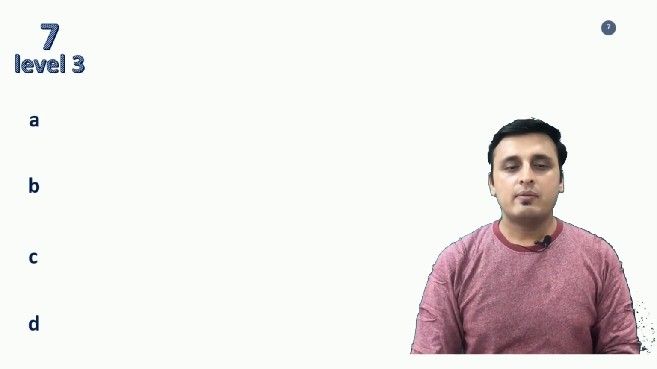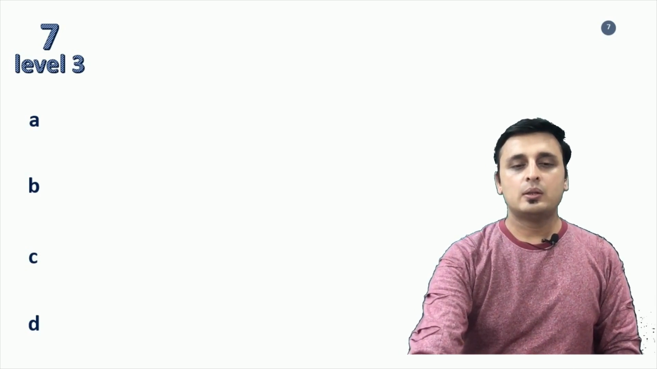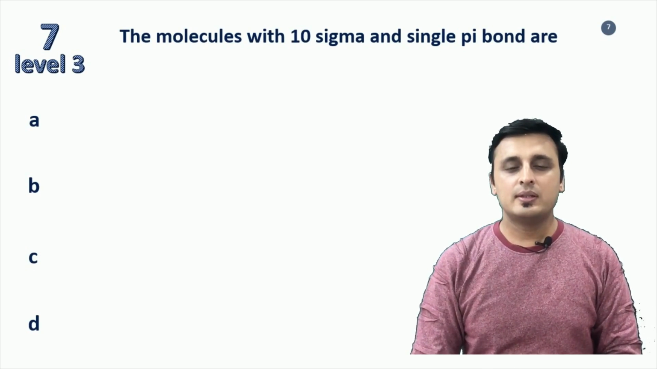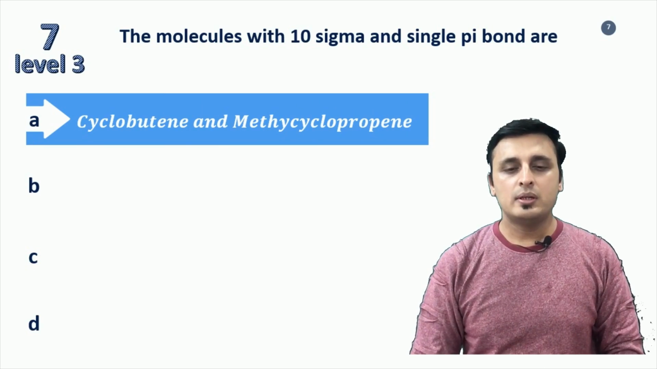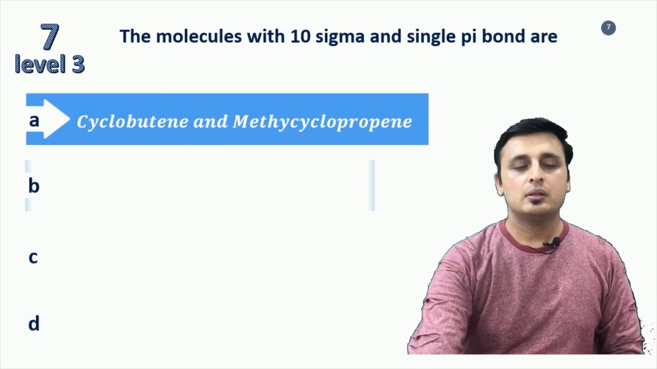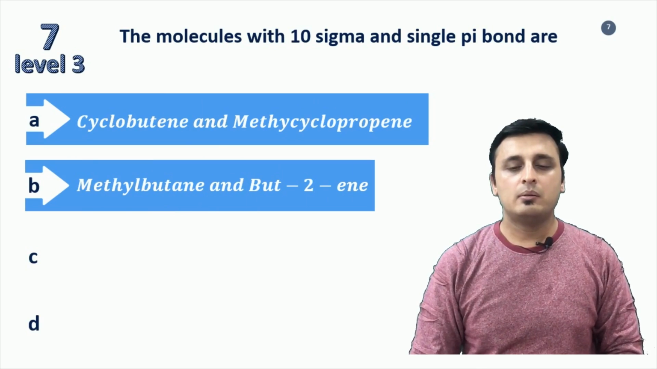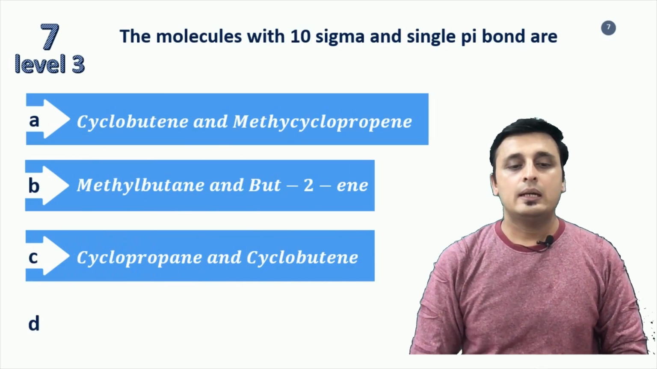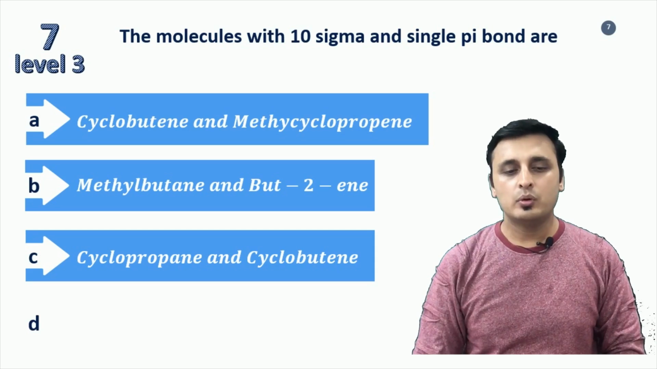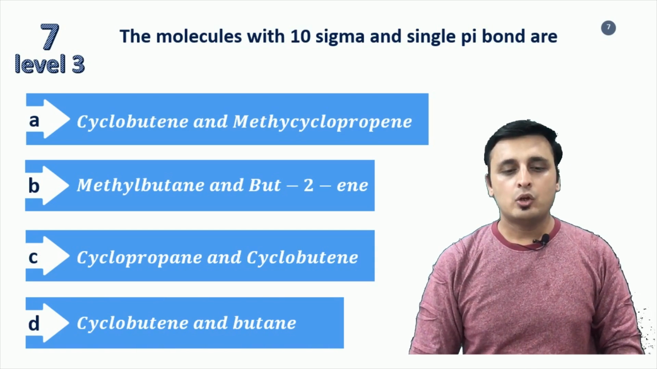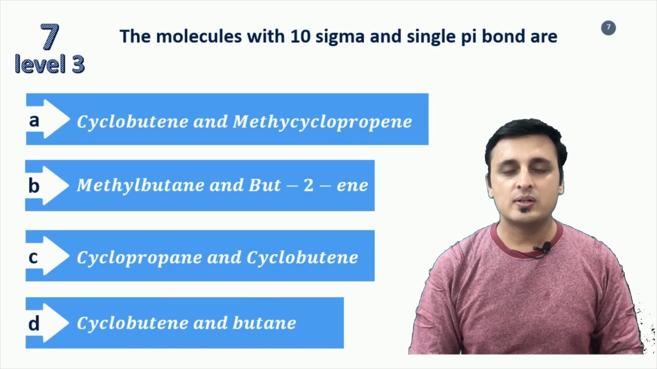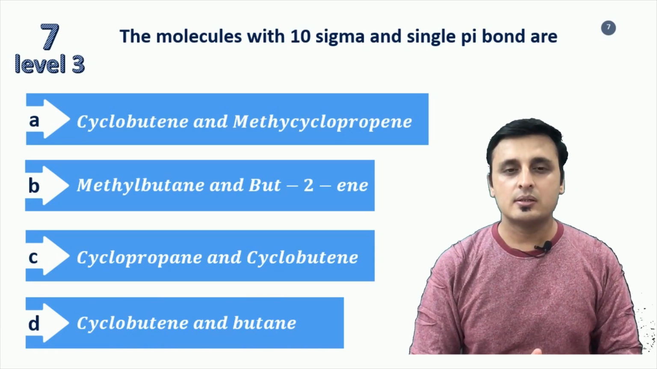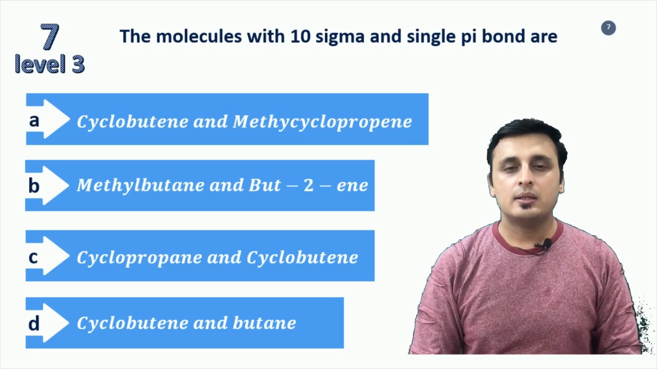Now presenting the 7th question of level number 3. The question is, the molecules with 10 sigma and single pi bonds are: A, cyclobutene and methylcyclopropene; B, methylbutane and butene; C, cyclopropane and cyclobutene; D, cyclobutene and butane. Dear friends, if you want to solve this kind of question, you need to prepare all the structures and you can easily calculate the sigma bonds and the pi bonds.